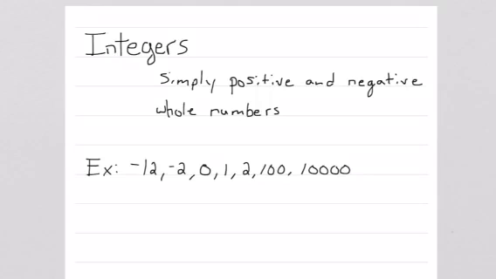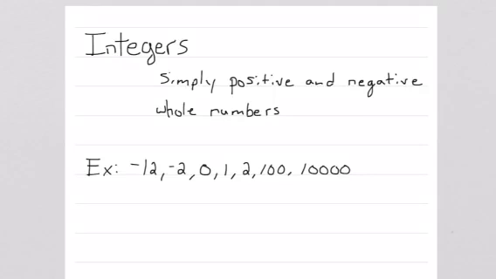Integers are just simply positive and negative whole numbers, and again our numbers are infinite here, but just a small sample of integers is -12, -2, 0, 1, 2, 100, and 10,000. So any number that's a whole number, whether it's positive or negative, falls under the integer category.